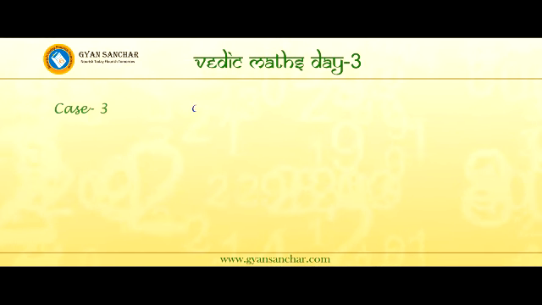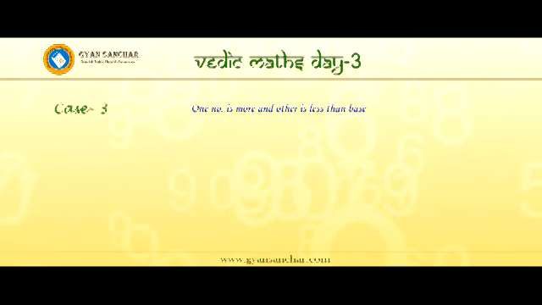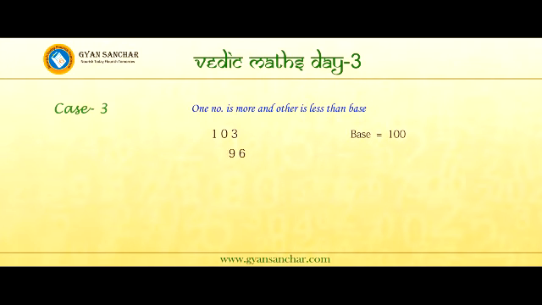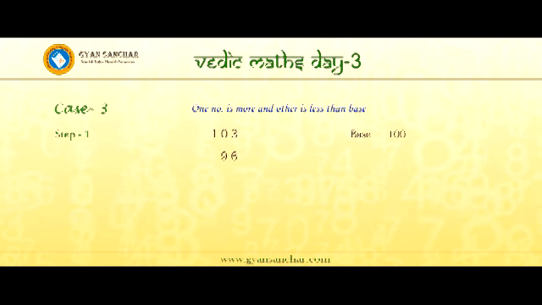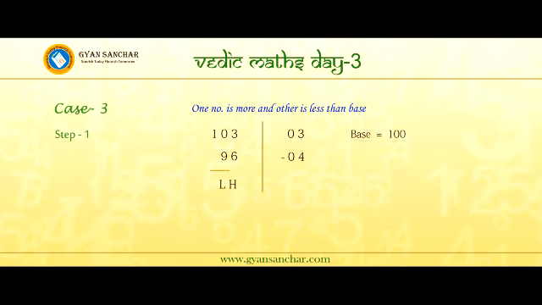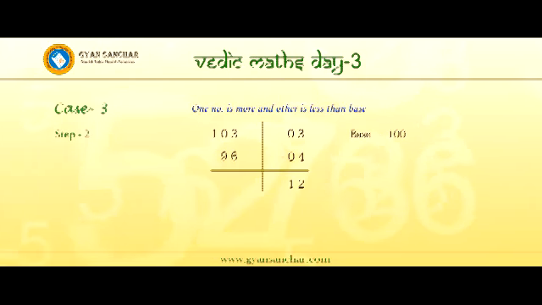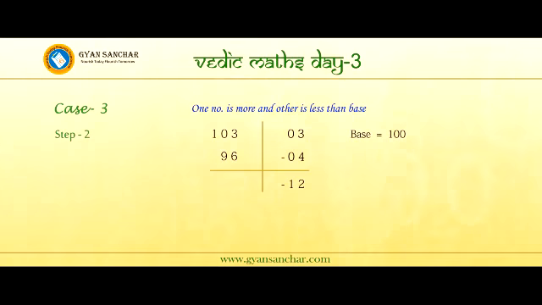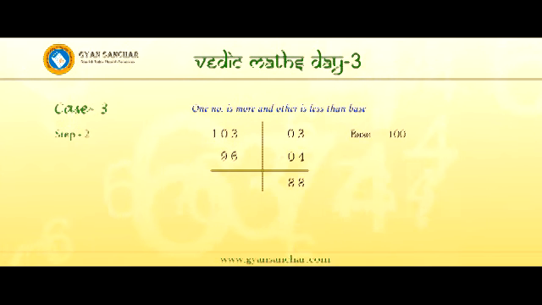Let us take an example of case 3. Multiplication of 103 and 96, the nearest base is 100. Step 1. We find their differences from the base as 03 and -04. Step 2. For RHS, we multiply the differences and the result is -12. Whenever the product is negative, we find the complement of the product by Nikhilam, that is all from 9 and last from 10. We get the final RHS as 88 by applying Nikhilam on 12.